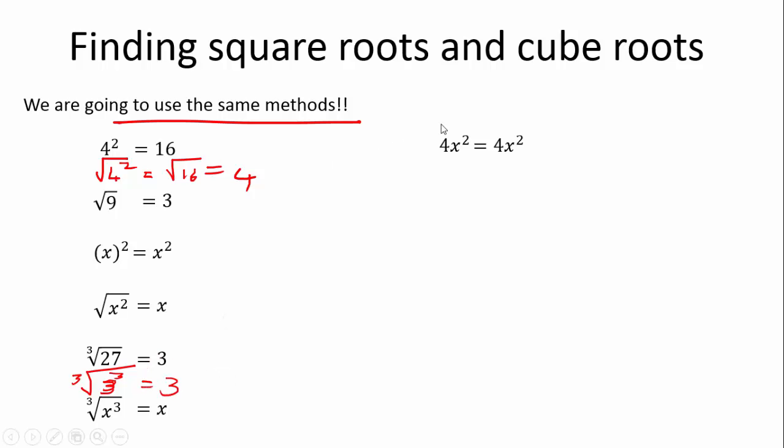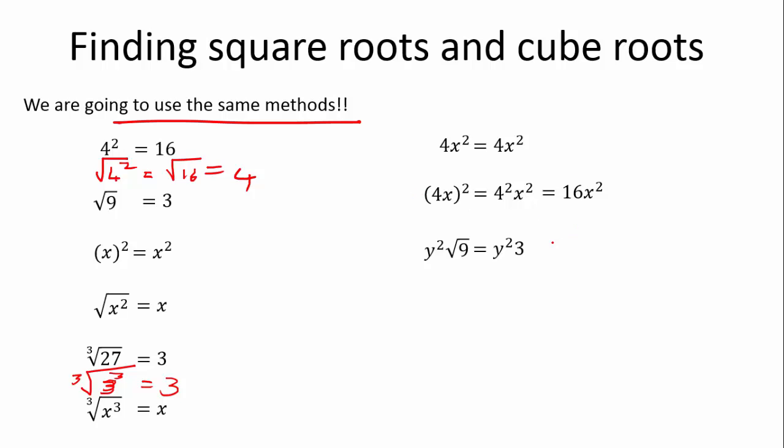Okay, what about 4x squared? That's simply equal to 4x squared, a bit of a silly one. What if we said 4x all squared? That is 4 squared times x squared, which is the same as 16x squared. What about y squared times the root of 9? That is simply the same as y squared times 3.